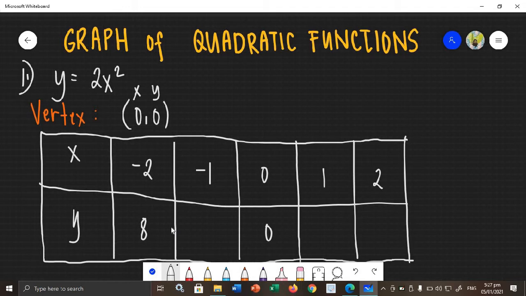Okay? So, I'm not sure kung nasundan nyo, pero ganun lang siya. Substitution and then simplifying. So, next, substitute nyo yung x-coordinate dito doon sa x sa given. So, 2 times -1 squared, that is 1. 2 times 1, that is equal to 2. So, yun yung value ng y-coordinate mo dito. And then, dito, substitute lang ulit natin doon. 2 times 1 squared, that is 1. 2 times 1, that is equal to 2 also.